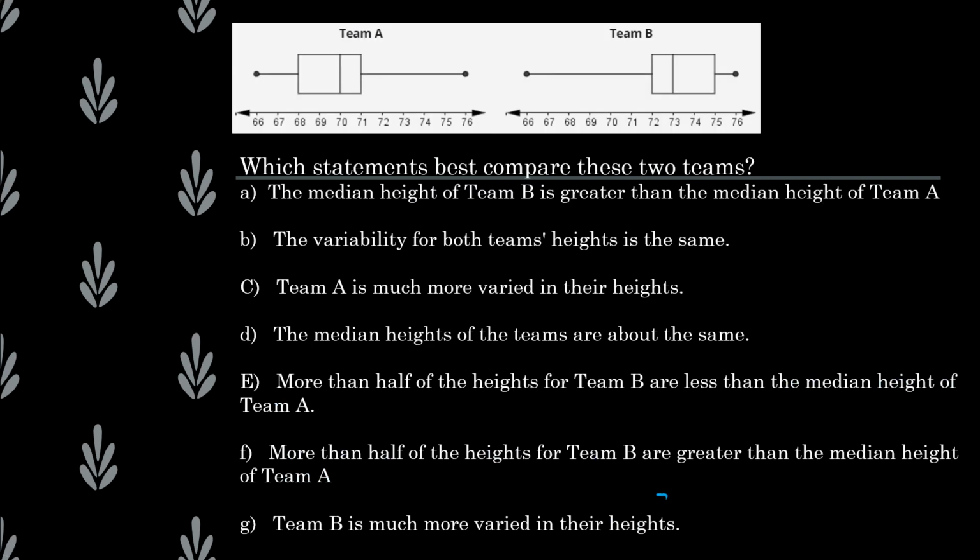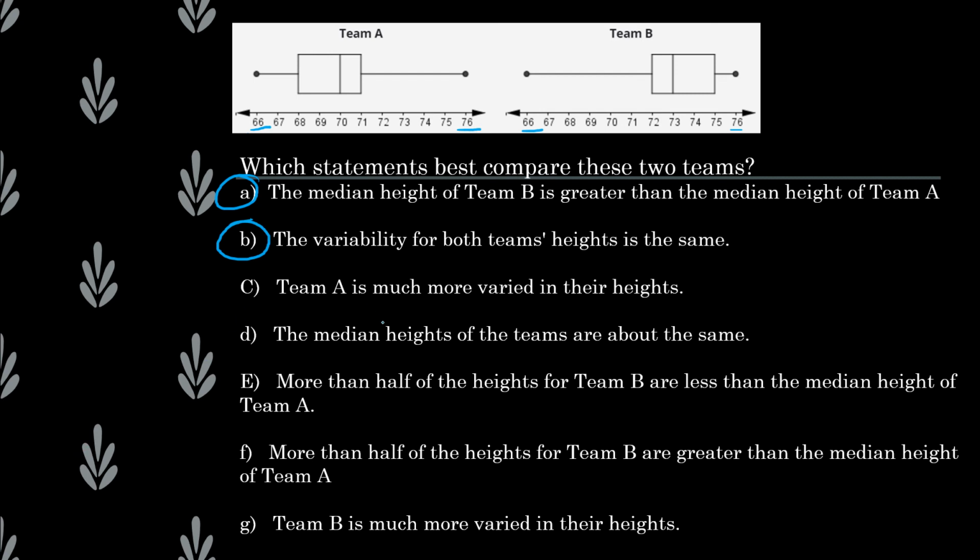So we want to compare these two box plots and select all the statements that we see are true. So right off the bat, Team A has a median of 70 and Team B has a median of 73. So I know that the median is going to be higher for Team B. So the median height of Team B is greater than the median of Team A. Now variability-wise, both of these box plots are spread across the same numbers, 66 and 76. So the variability for both teams is going to be the same.